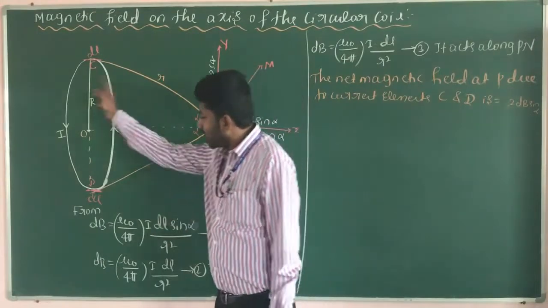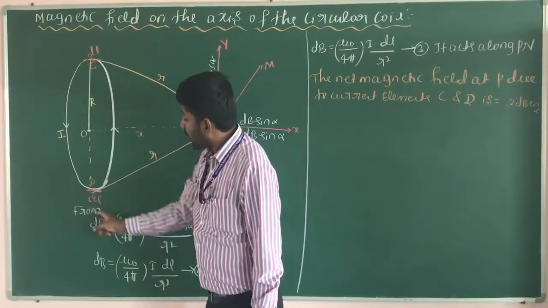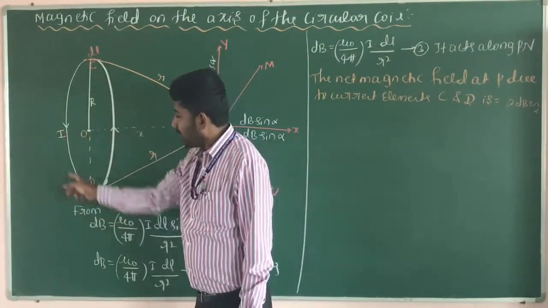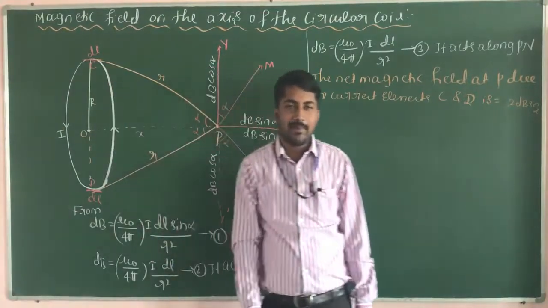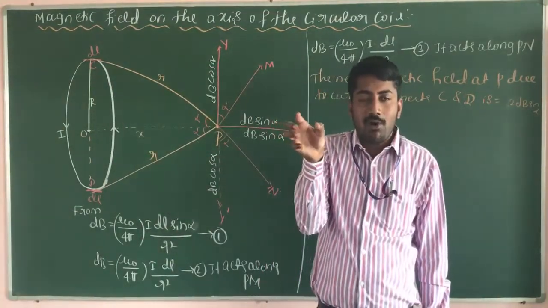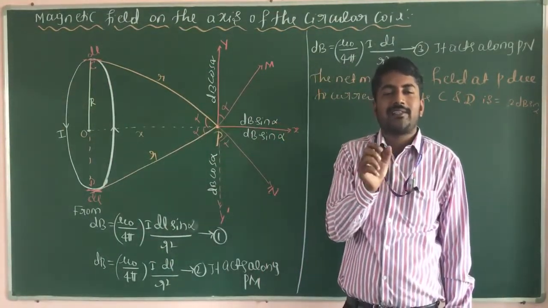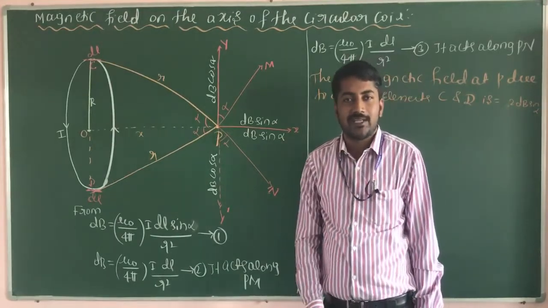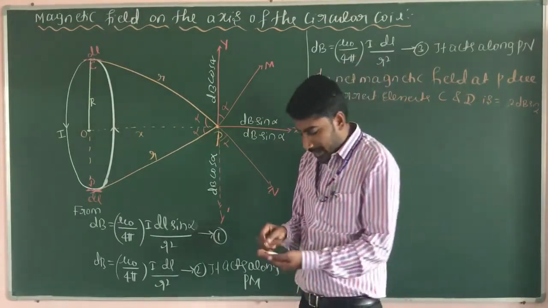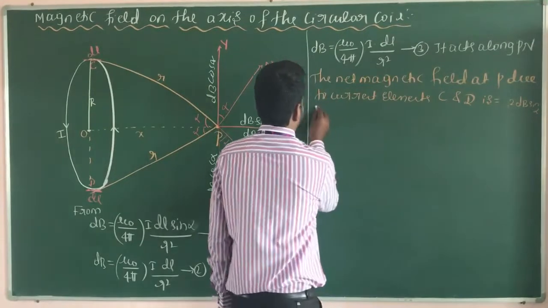Here the area of this circle contains n number of small current elements, dl. When we add all the values of these small current elements, we get the resultant magnetic field at the point P. Now I am going to calculate that value.